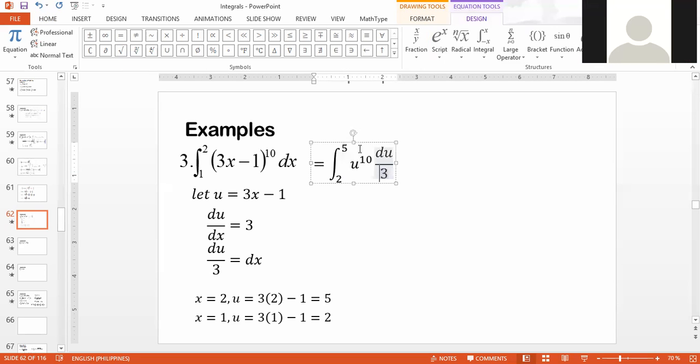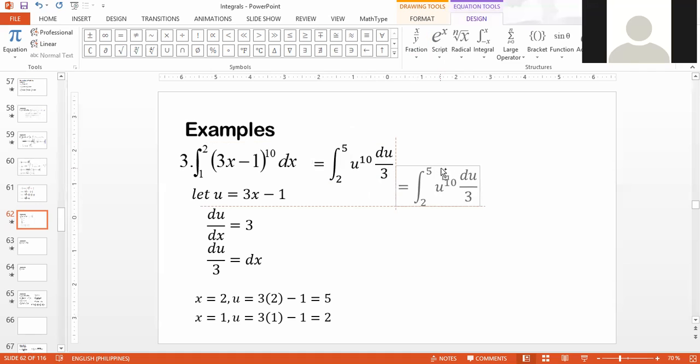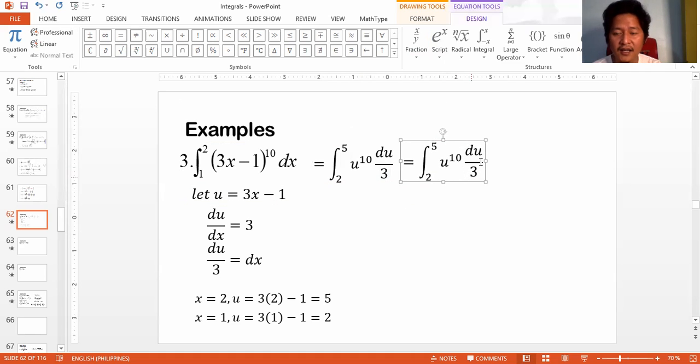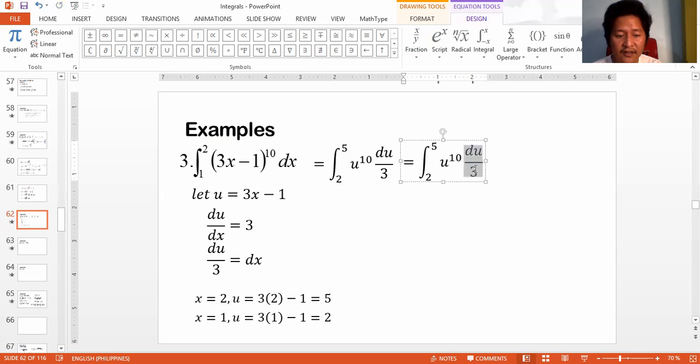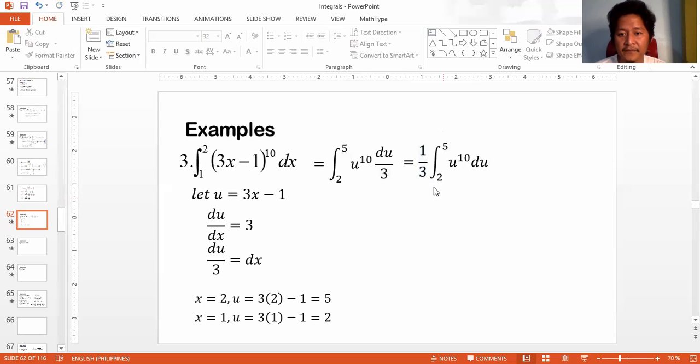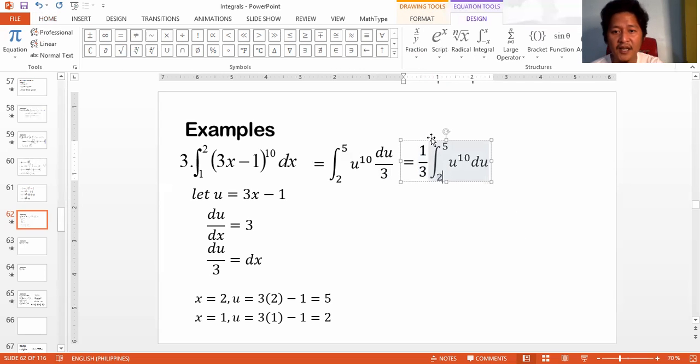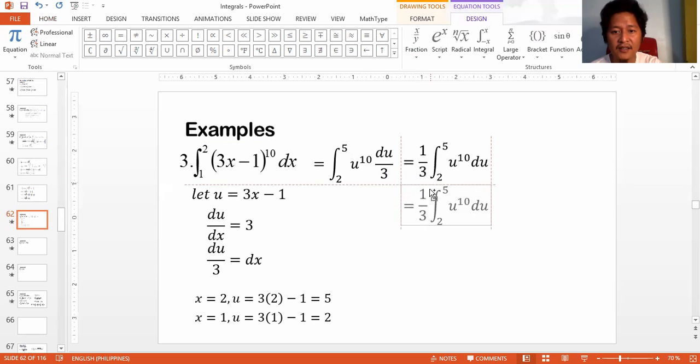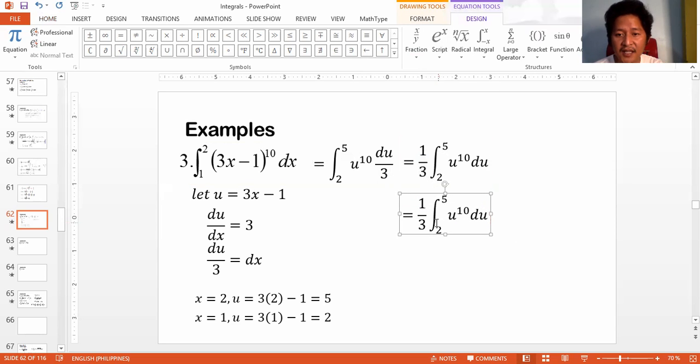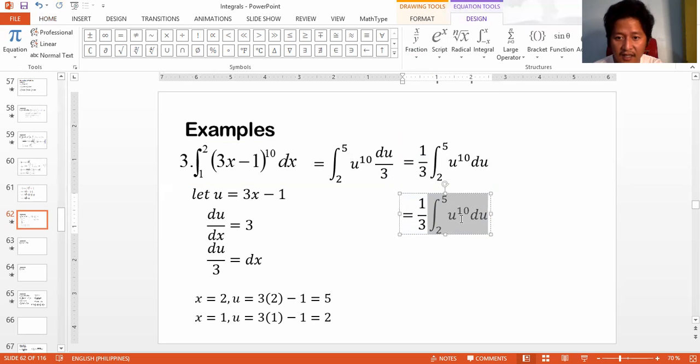Okay. Bago natin siya ituloy, siguro ay let's just remove the constant para mas madali nating i-integrate to. So this will become du, and then we place the constant na 1/3 sa labas. Next is we now integrate u to the n. Simple lang siya, di ba? So u to the n.